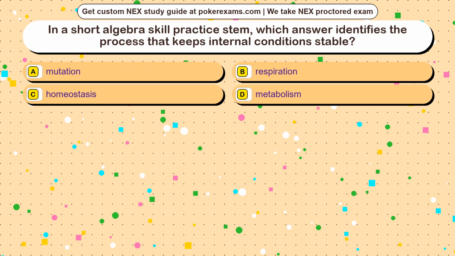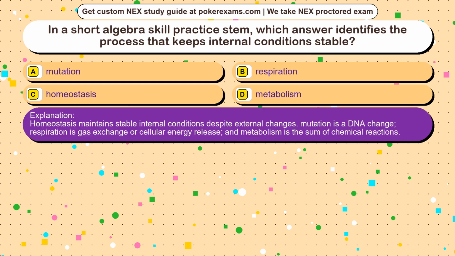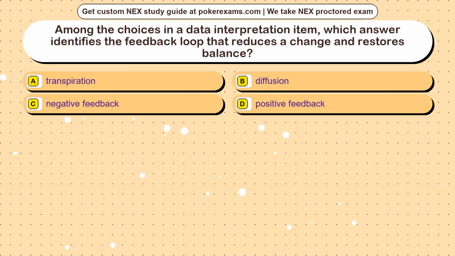The correct answer is option. Homeostasis maintains stable internal conditions despite external changes. Mutation is a DNA change, respiration is gas exchange or cellular energy release, and metabolism is the sum of chemical reactions.